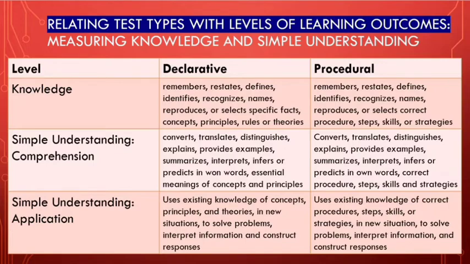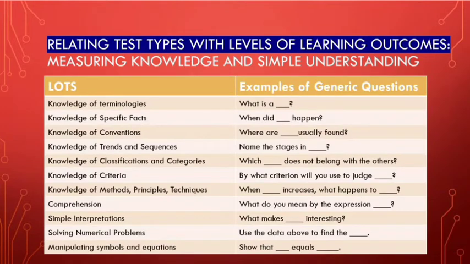This is just to make sure that you are aware of the different levels of knowledge which we measure every time we assess, every time we make tests. At least we know how to classify whether the item is something relating to declarative type of knowledge or the procedural type of knowledge. Now, you study the table which refers to the categories of lower order thinking skills, and of course, on the other side, the sample generic question.